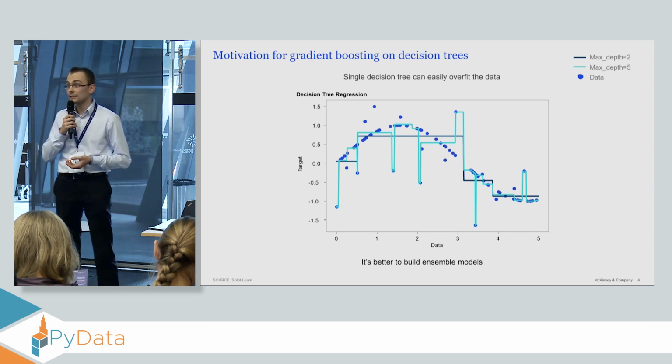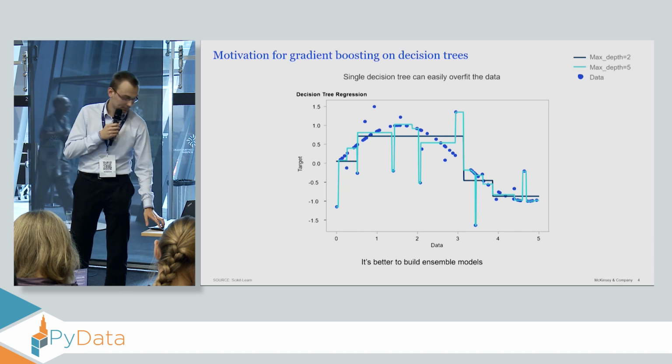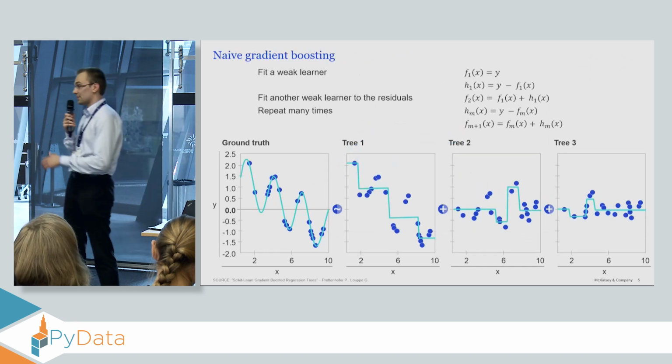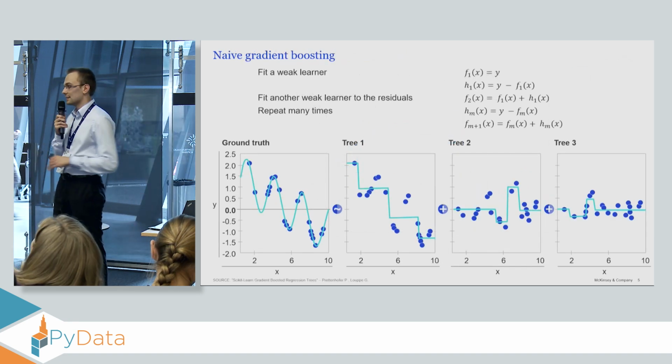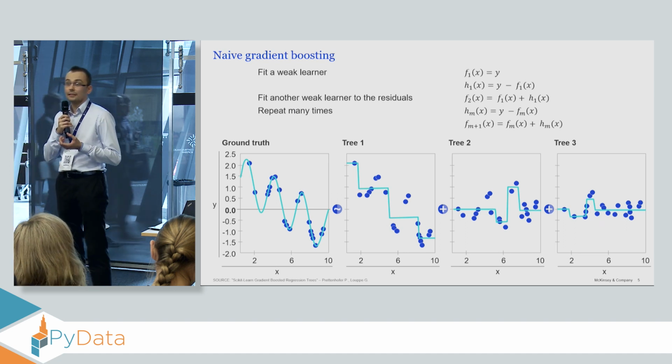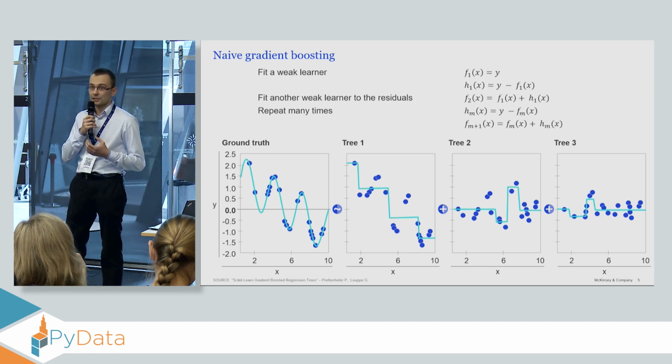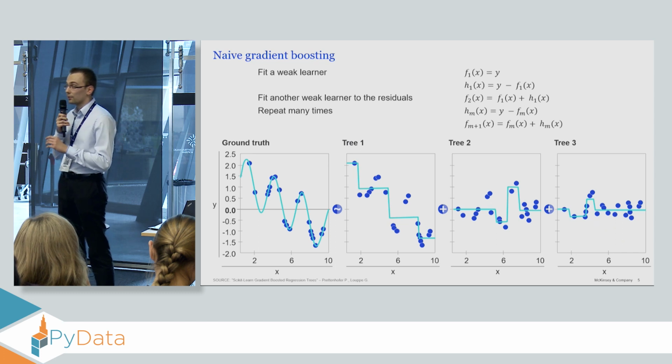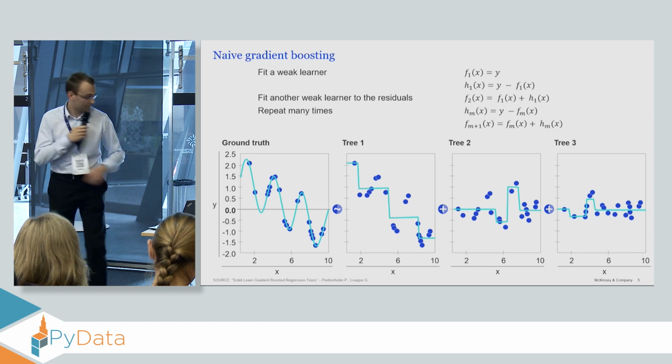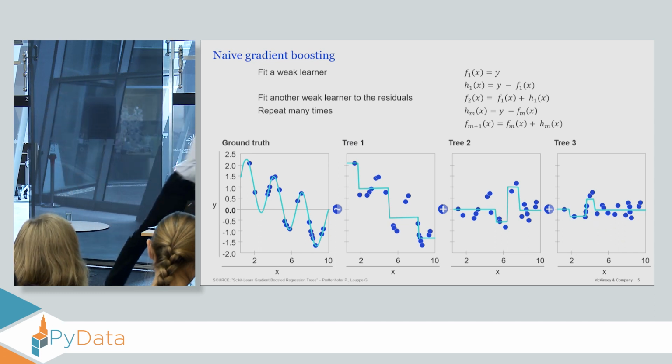One of the ensembles is gradient boosting. So here is a very naive sketch of gradient boosting. This is something that you can implement in like half an hour if you have a ready-to-go implementation of a decision tree classifier.